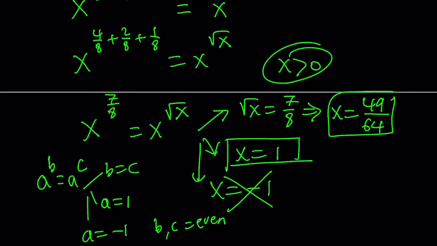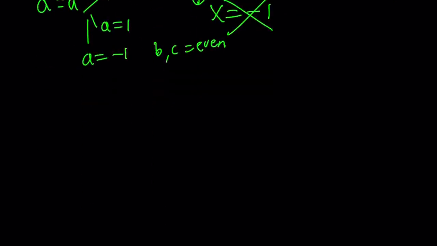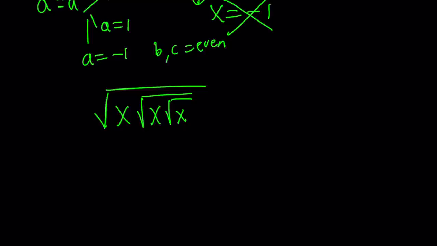So we end up with two solutions here, and those are going to be the only solutions. So let me go ahead and introduce an alternative way to simplify this, and then after that we're going to look at the graph. So we have the square root of x times the square root of x times the square root of x, or the square root of x. Yeah, exactly, that's what it is.